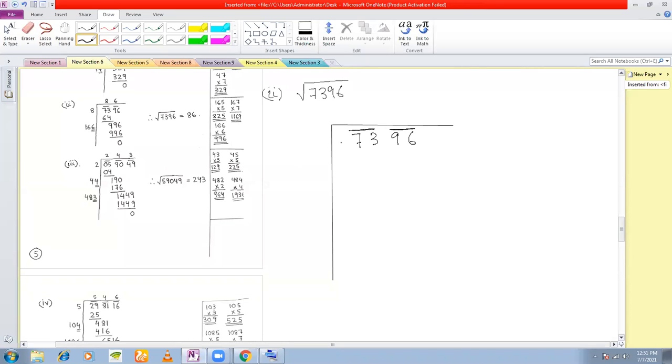Now look at the first pair. The first pair is 73. Which square number is closest to 73? 8 into 8 is 64, right? 9 into 9 is 81, which is greater than 73. So we'll choose 8 into 8, 64. We'll subtract now to get 9 here, right? And what is the next step? We'll double this 8 to get 16 here.